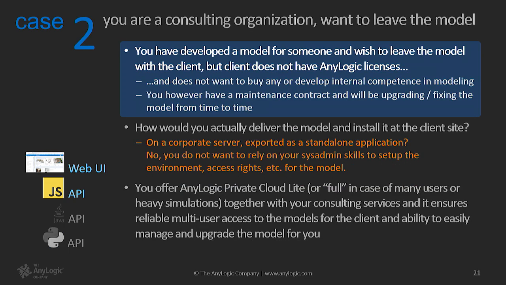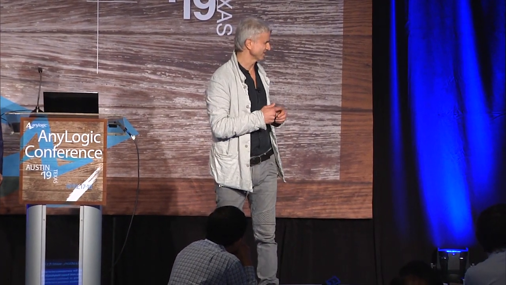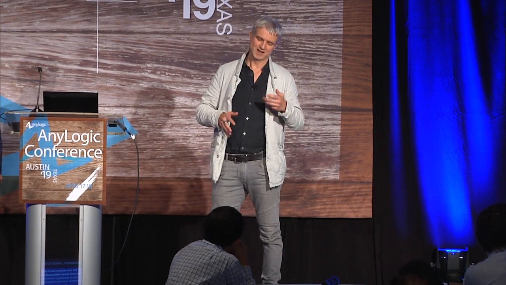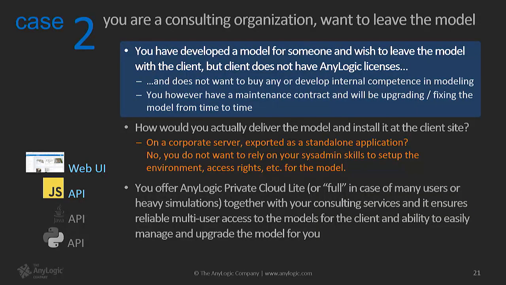Next, if you're a consultant and you want to leave the model with the client, you can export it as a standalone application and install it at the client side, but then you will probably have a not straightforward process of upgrading and maintaining it, because it's just a Java application, right? So one of the solutions is to install Private Cloud Lite, maybe as a very cheap solution at the client side, and your model will continue living there without any AnyLogic copies being purchased or installed at the client.